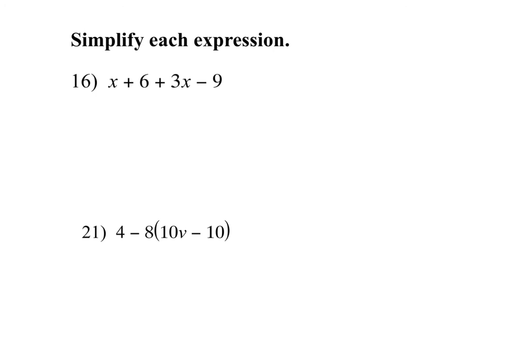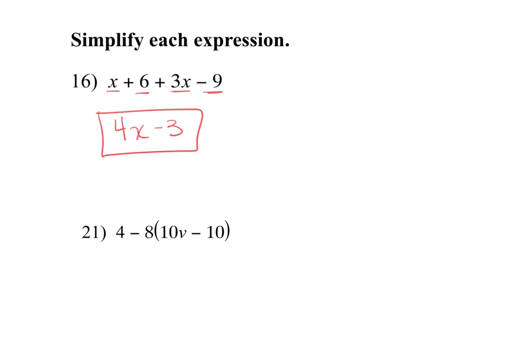So you're going to look at this first one and say, well, I have x's. I can only combine my x's. Here I have 1x. Here I have 3 x's. So altogether I have 4 x's. I have numbers without x's. How many numbers? Well, I have +6 here, -9 here. So I have a -3 there. And so once you're at this point, you are done. You cannot simplify that anymore because you do not have any more like terms to simplify.